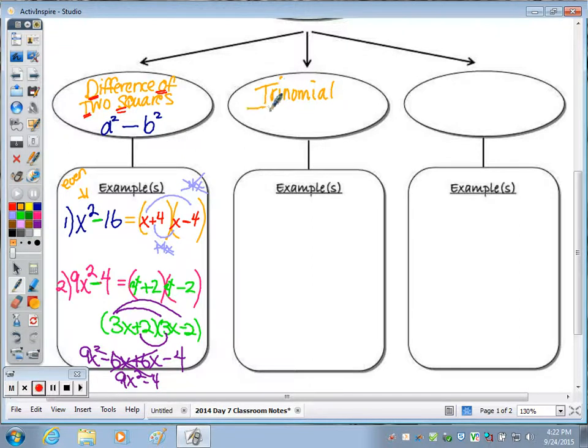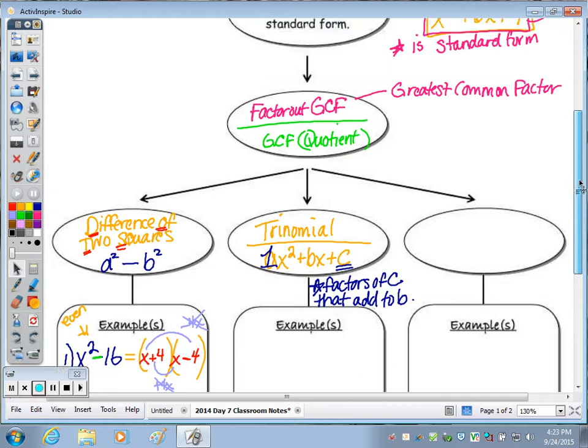Okay, which looks like ax squared plus bx plus c. We're going to start easy today, and every problem on this sheet is going to have an a value of 1. So that's going to make it really easy to factor. Okay, so what we're looking at is factors of c that add to b.